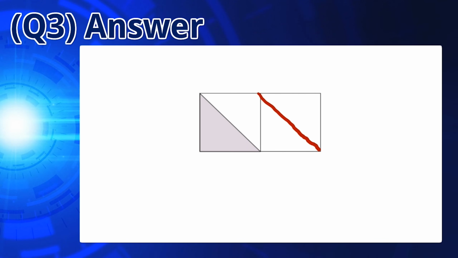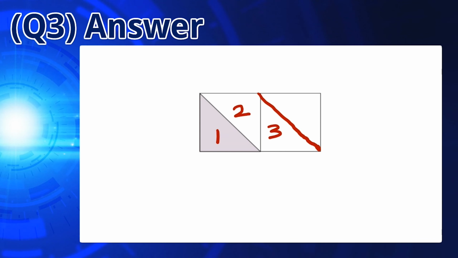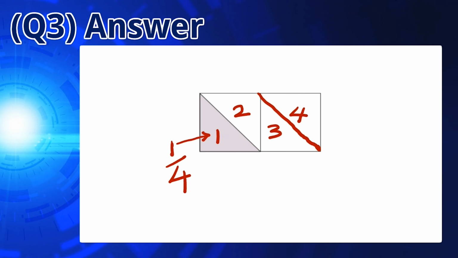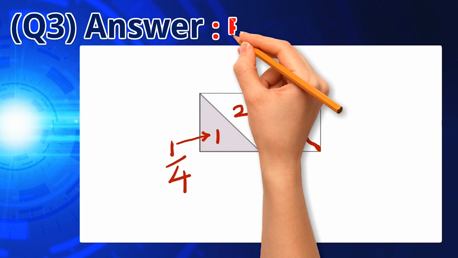You can divide the rectangle into 4 equal triangles. The shaded triangle makes up 1 piece out of the 4. So the answer is 1 out of 4. And hence the answer is B.